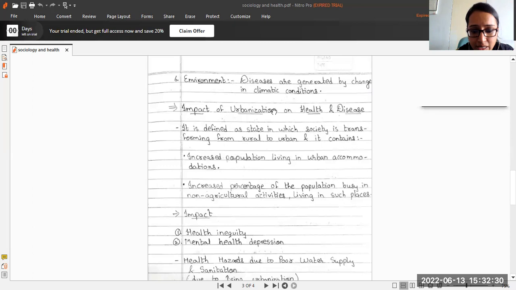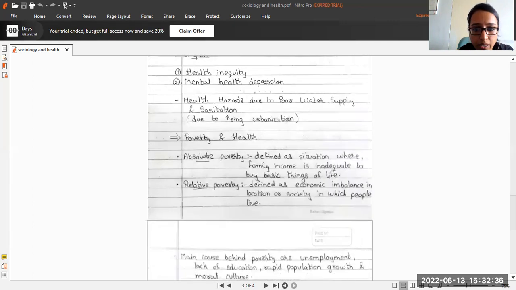The impact can be seen on health inequity, mental health and depression, and health hazards due to poor water supply and sanitation due to increasing urbanization. Health hazards can be seen because the water supply and sanitation will be poor, as there are a lot of people.